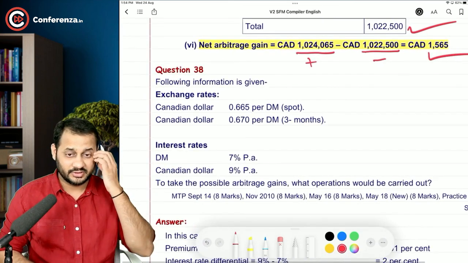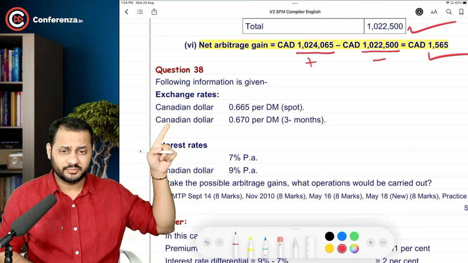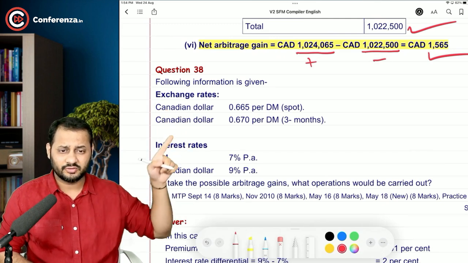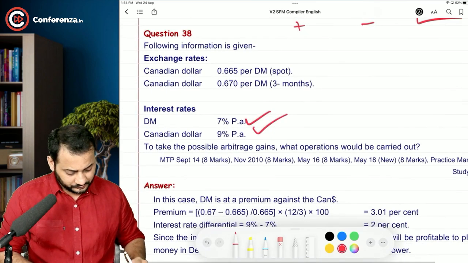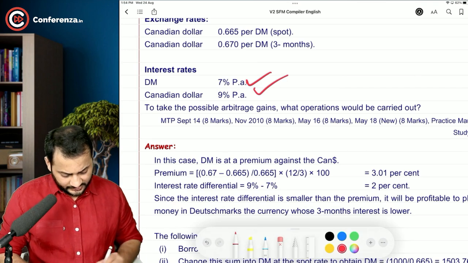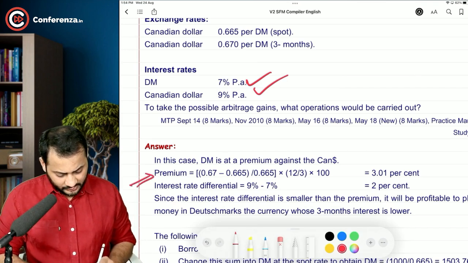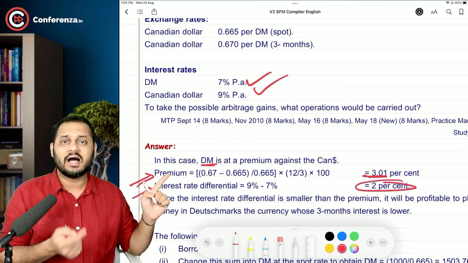Let's come to question number 38 now. And I think this is the same. Canadian dollar versus Deutschmark. The rates are almost the same and the interest rates are almost the same in this case. Cool. In this case also you can see the premium. The Deutschmark is at a premium of 3%, but it should have been only 2%. So again the premium is high.